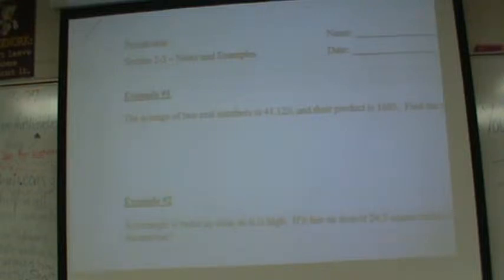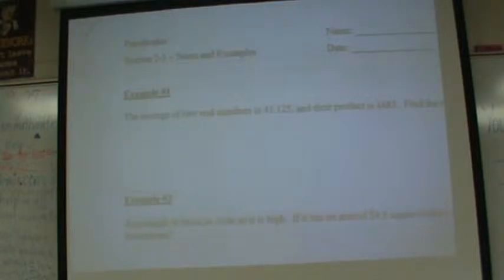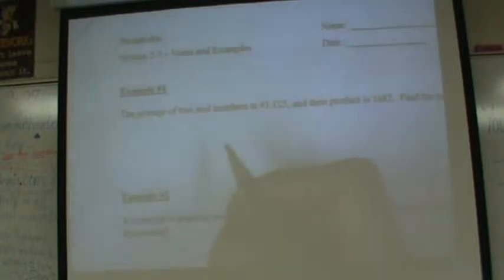All right, this is section 2.3. Here's all the notes. This is going to take us at least 2 days to do. This is not a one-day assignment. So we're going to start with example 1. We did that. I know we did it. We're going to do it again so I can get it on video.